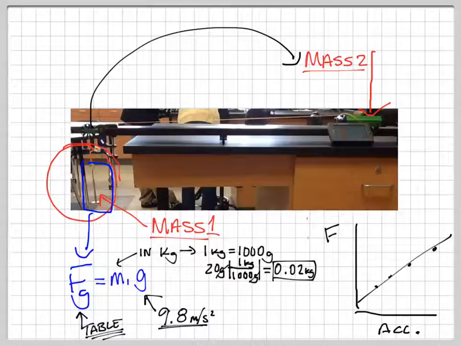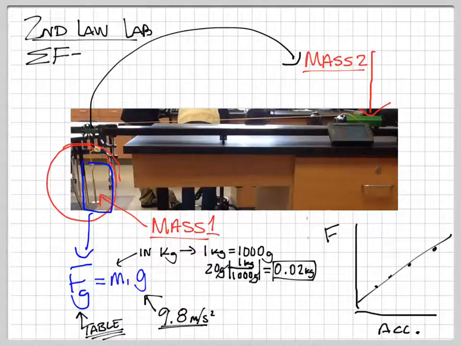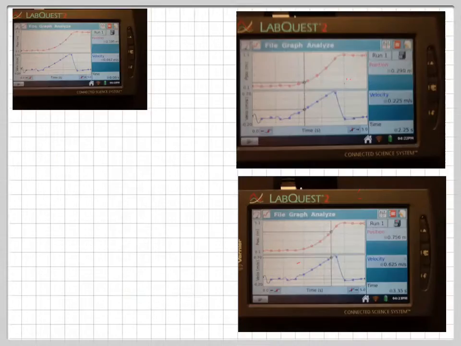Now, as you're doing this, I will say that this is a Newton's second law lab. And if you recall, Newton's second law is the sum of our forces equals mass times acceleration. That may or may not help you as you go through questions. Now, we're going to look at calculating the acceleration. So I've got some pictures here. This one is what you should have on your lab quest after you send the thing.